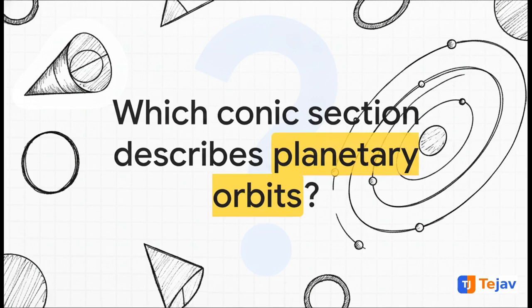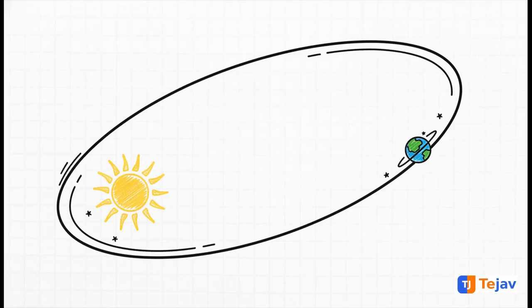First question, which conic section describes planetary orbits? Think back to our glowing sliced cone. Got it? It's the ellipse! Spot on. It's that stretched circle shape that dictates exactly how the Earth travels securely around the sun.